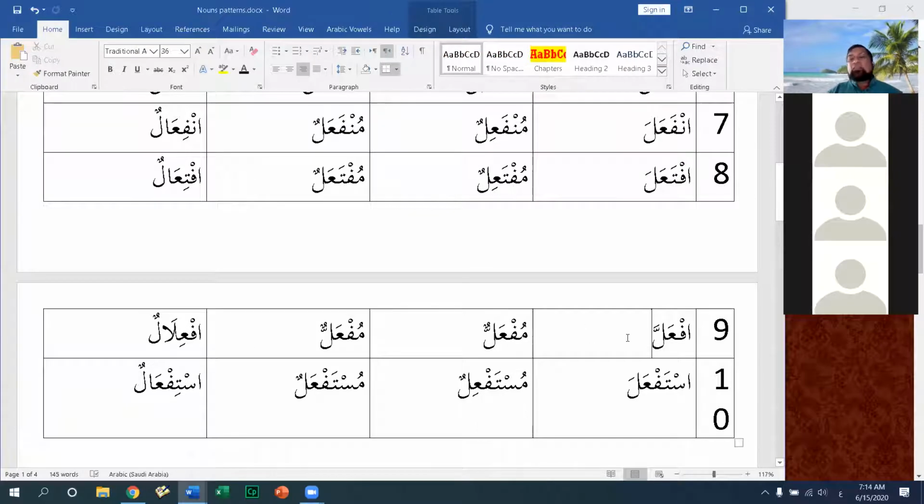The ninth pattern of the verb, interesting pattern. Why is that so? This pattern is only used for colors. I don't know any word on this pattern except colors. For example, إحمر, إخضر, إسود, إبيض, إزرق, إصفر, for instance. And it means to become that color.